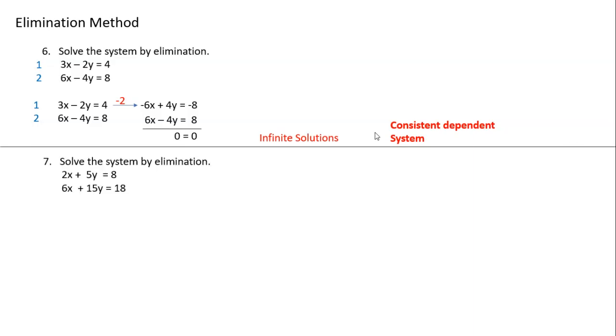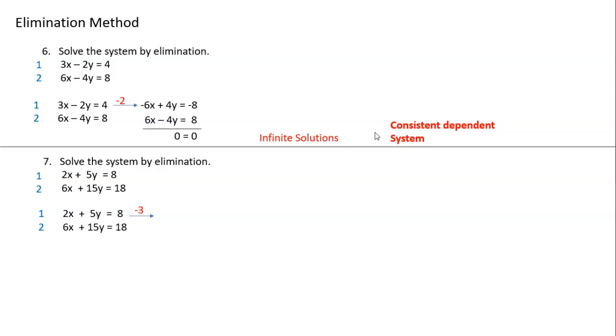All right, so let's look at this example now. Solve the system by elimination. Again, I like to label them 1 and 2. On this particular problem, I think it would be easy to get rid of the y's again. So I'm going to get rid of the y's.